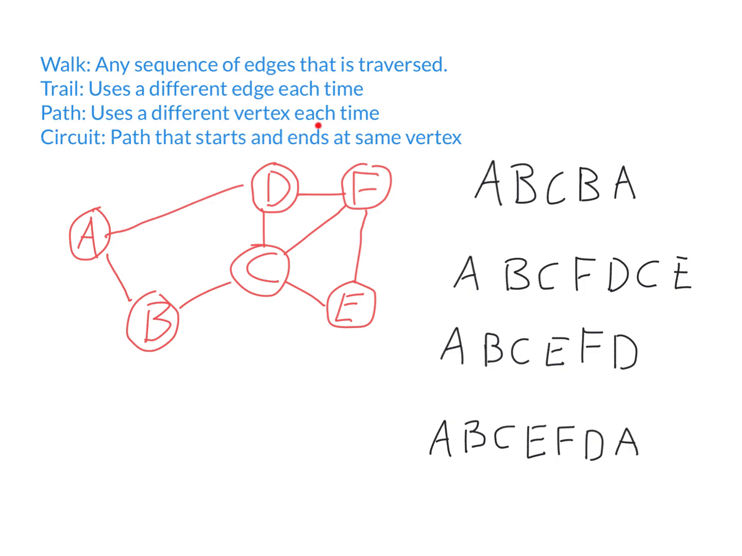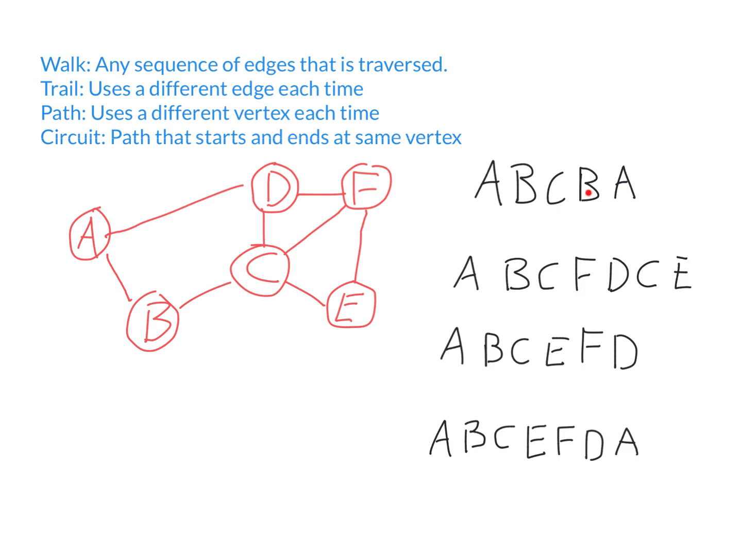and a path uses a different vertex each time. Some textbooks say that a path is a type of trail. Some say it's not necessarily a type of trail. But for our purposes, we're not going to delve into that. Now, a circuit is just a path, so it needs to use a different vertex each time, except that it starts and ends at the same vertex. It's a bit confusing, so let's go through some examples.